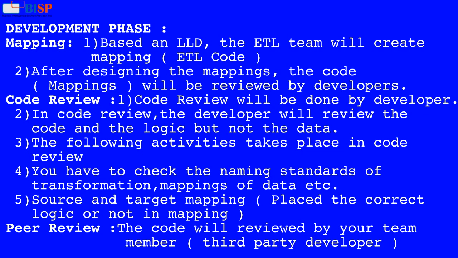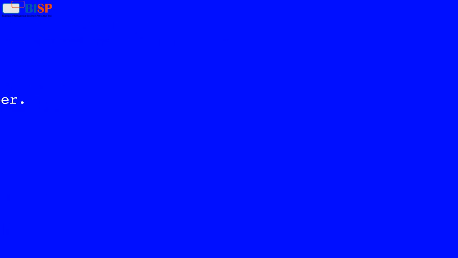4. You have to check the naming standards of transformations, mappings, data, etc. 5. Source and target mapping: check whether the correct logic is placed in the mapping or not. Peer review. The code will be reviewed by your team member, a third-party developer.